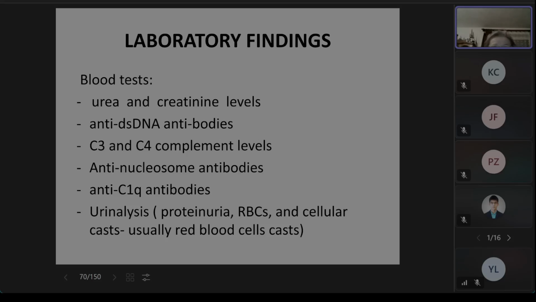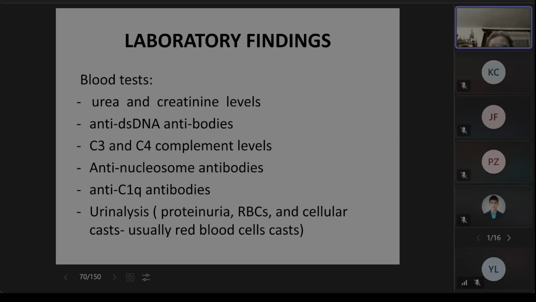We can confirm the diagnosis of SLE by detecting some autoantibodies, which are anti-dsDNA antibodies, very typical for systemic lupus erythematosus. Also, the decrease in level of C3 or C4 components of complement, the presence of antinucleosome antibodies, as well as some changes in urine analysis, which are proteinuria.